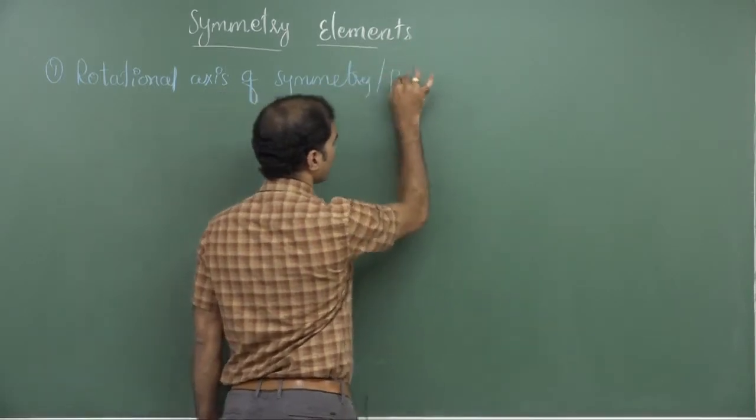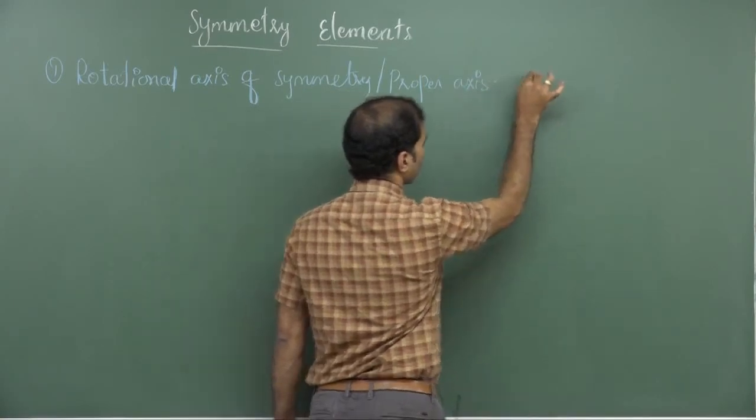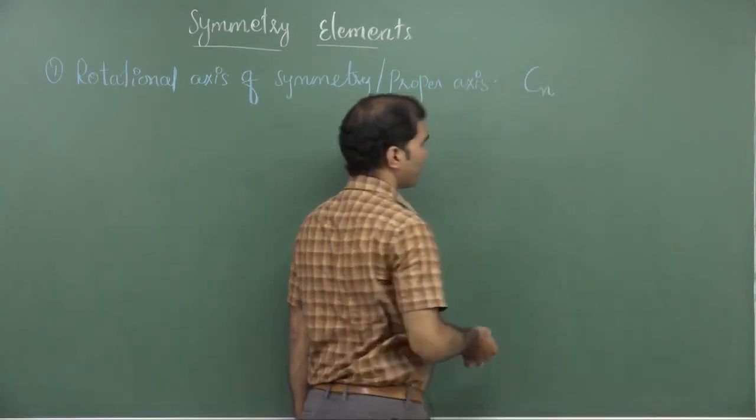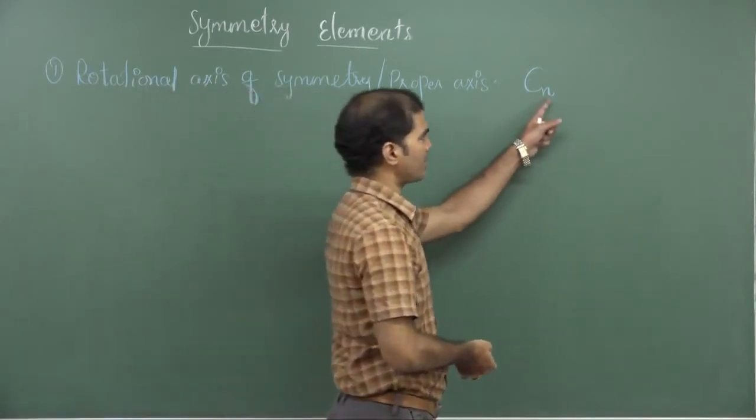We also refer to it as the proper axis of symmetry. This is indicated by a Schoenflies notation Cn, where C is uppercase, N is lowercase, and N should be subscript.